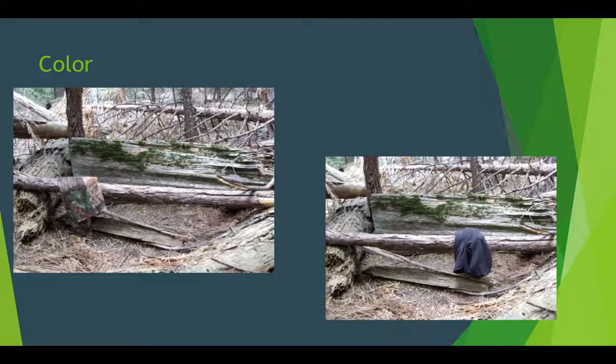The color of clothing and its blending with the environment is also a reason to keep in mind that things might be difficult to see. In this case, the camouflage clothing is much more difficult to see than the black jacket across the tree limb.